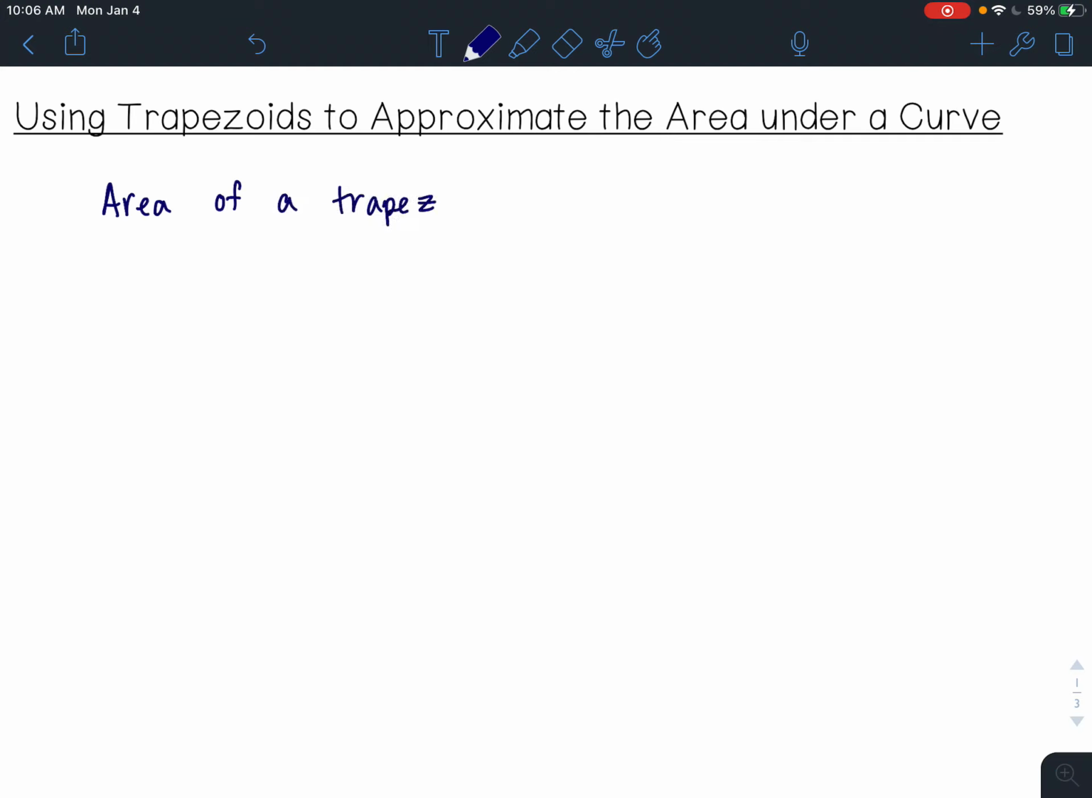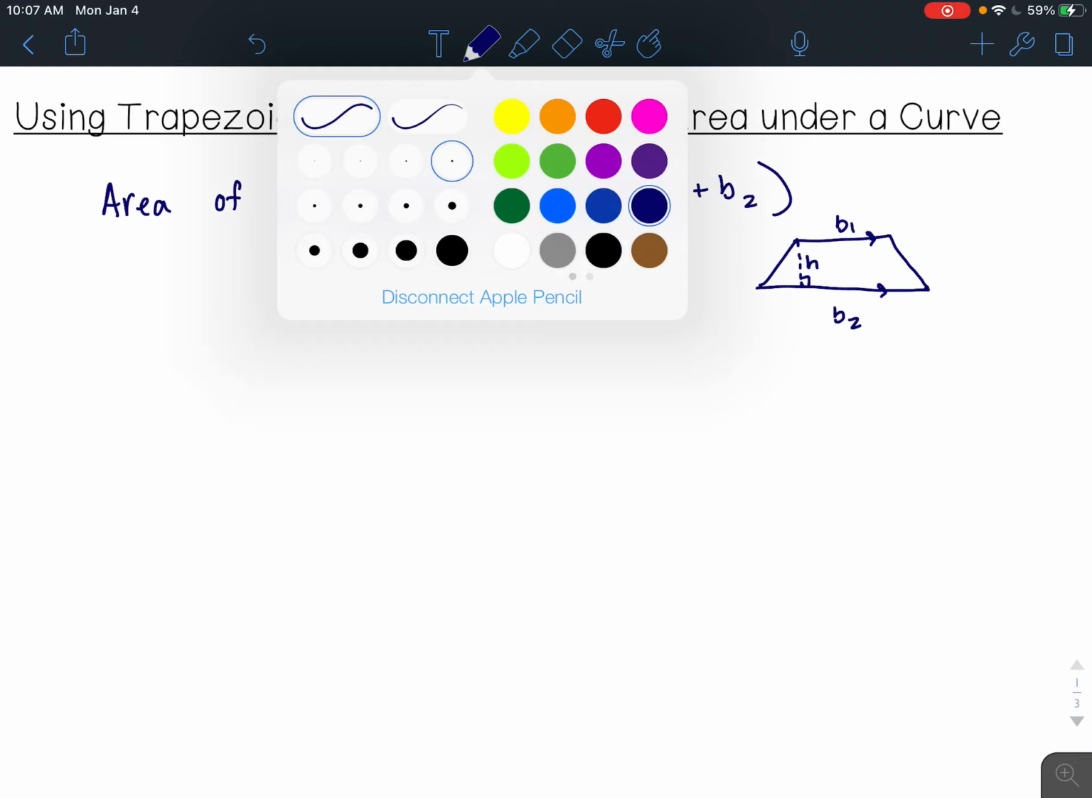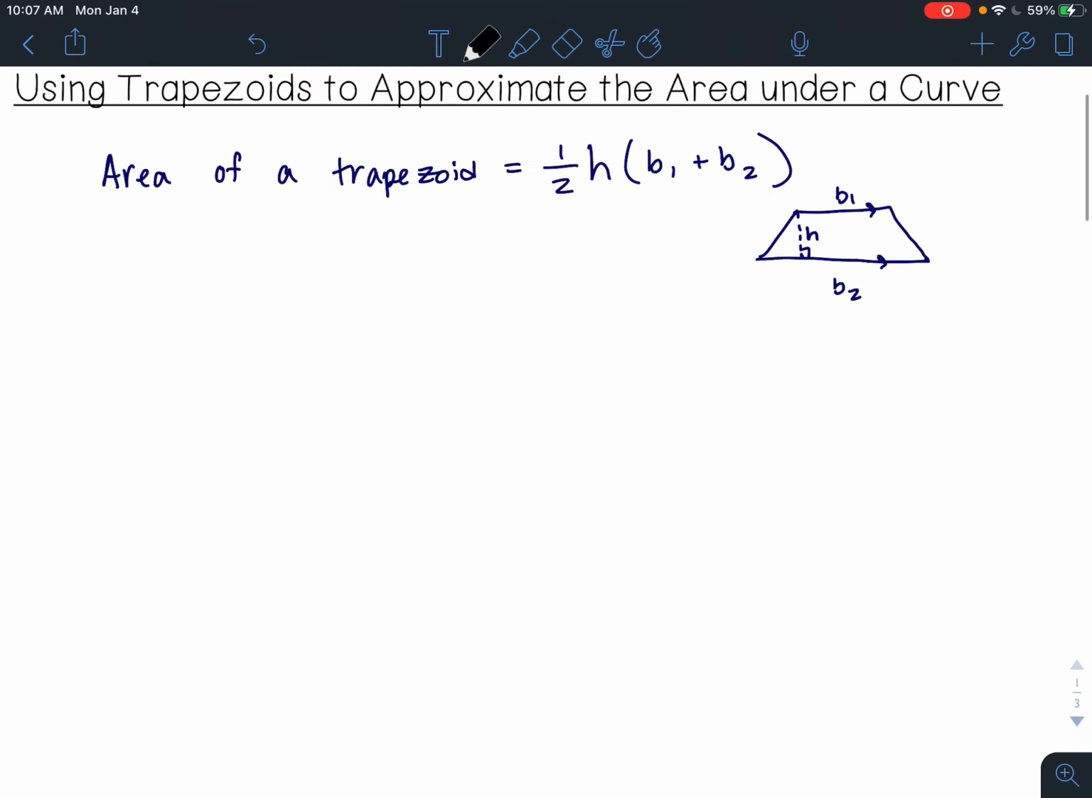So the area of a trapezoid is 1/2 the height of the trapezoid times the sum of the bases, which we'll abbreviate as B1 and B2. So let's make sure that we know what a trapezoid is. A trapezoid, right, is just a four-sided shape. It's a quadrilateral where two of the sides are parallel, and those are the bases. The parallel sides are the bases, so we'll call this base 1 and base 2. And the height is just the perpendicular distance between them. So we're going to use that to find the area of a curve.